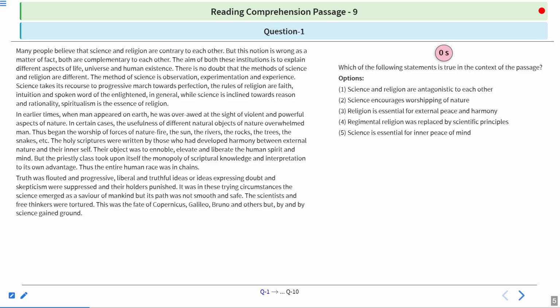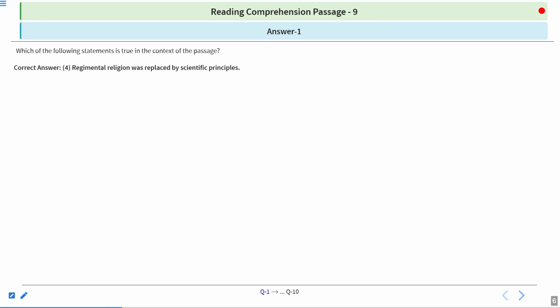I hope you have done so. Let's move to the correct answer. The correct answer is 4. Regimental religion was replaced by scientific principles.